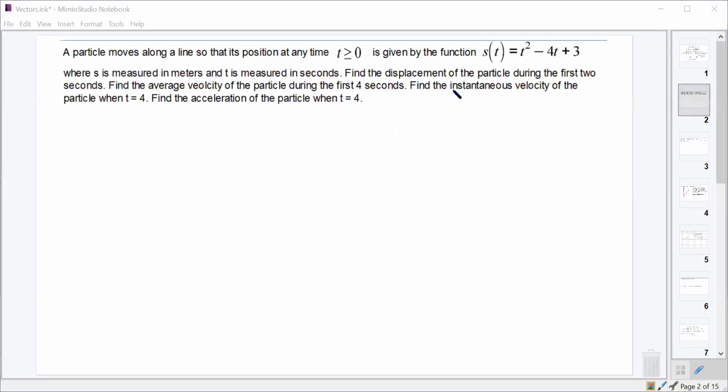All right, cool. So suppose we have a particle that's moving along a line, so its position is given by s = t squared minus 4t plus 3, where s is in meters and t is in seconds. We want to find the displacement of the particle and its average velocity and its instantaneous velocity and its acceleration. So a bunch of different things that we want to find.